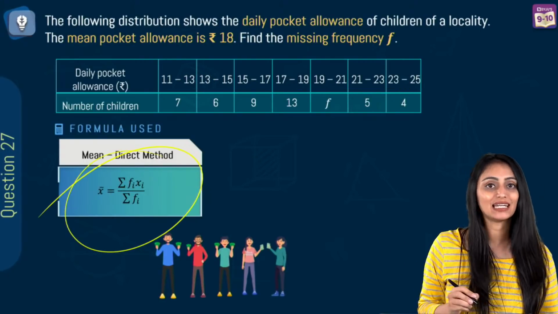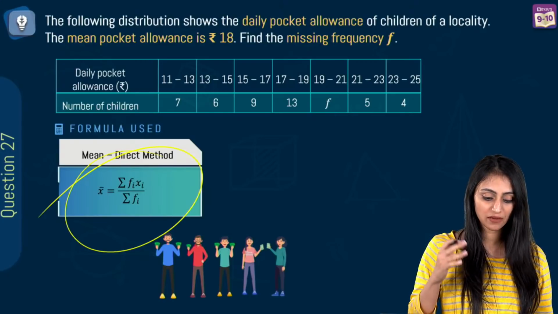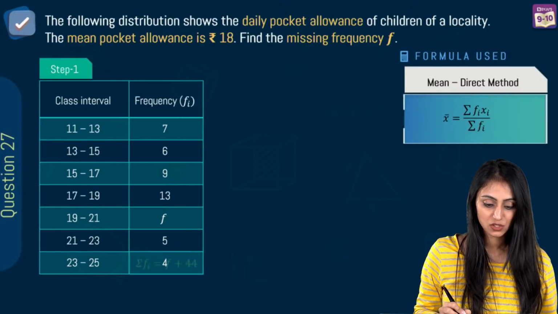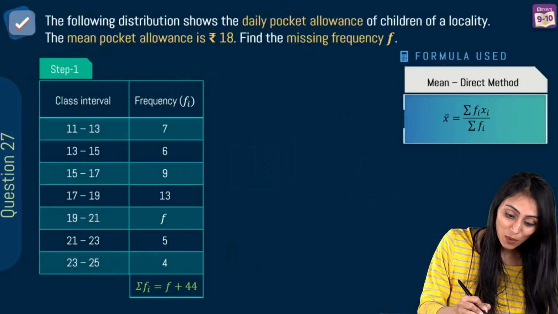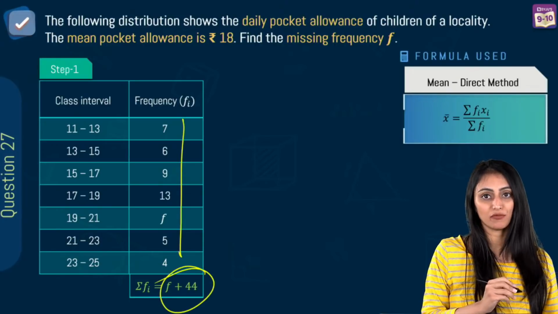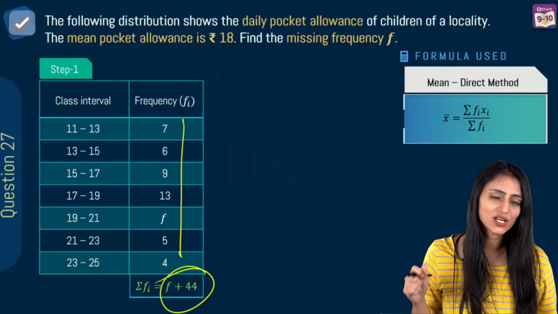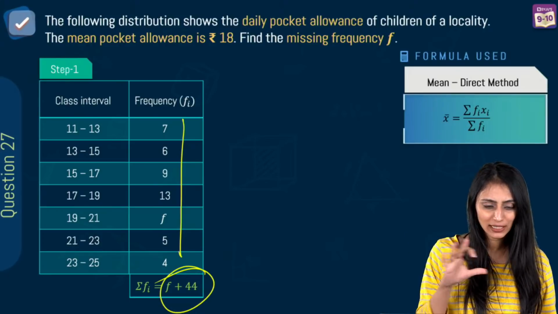I'll be using the direct mean method over here, which is summation fi xi by summation fi. Alright, so this is the frequency. Let's add up all of them. We get f plus 44. That's summation fi. Yes, Neha, water flow questions, are you talking about that tap one? I have already discussed that one.